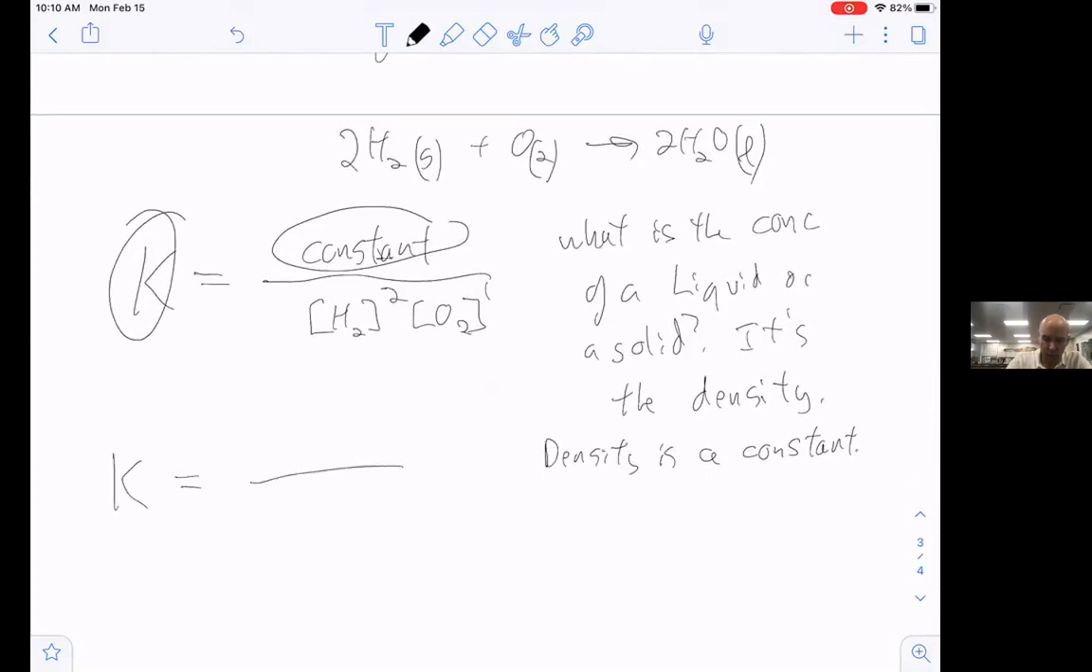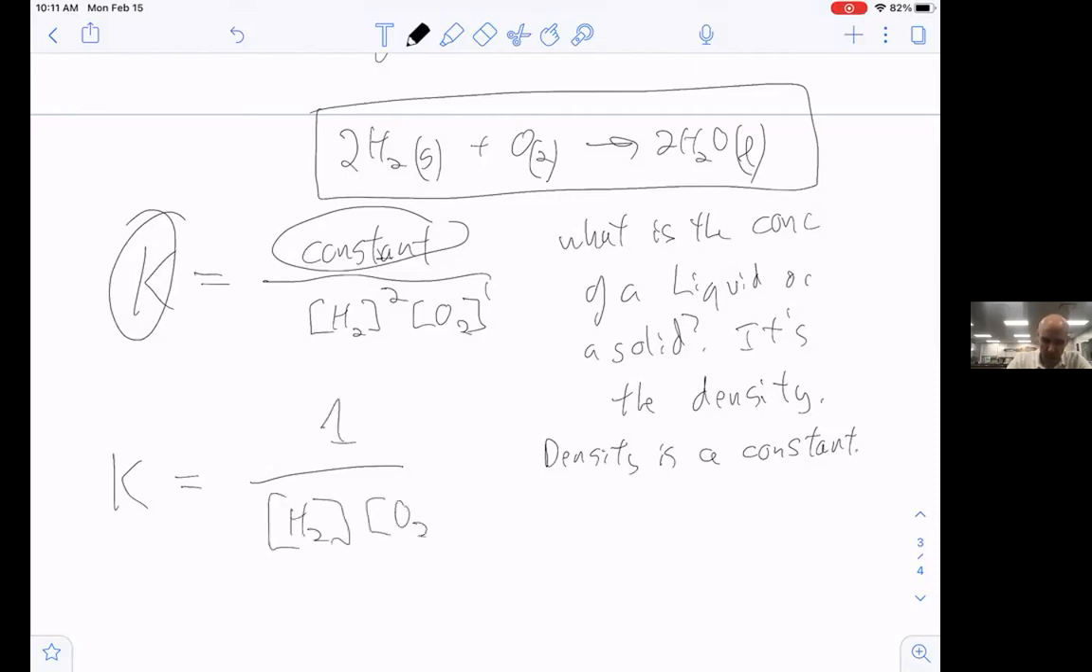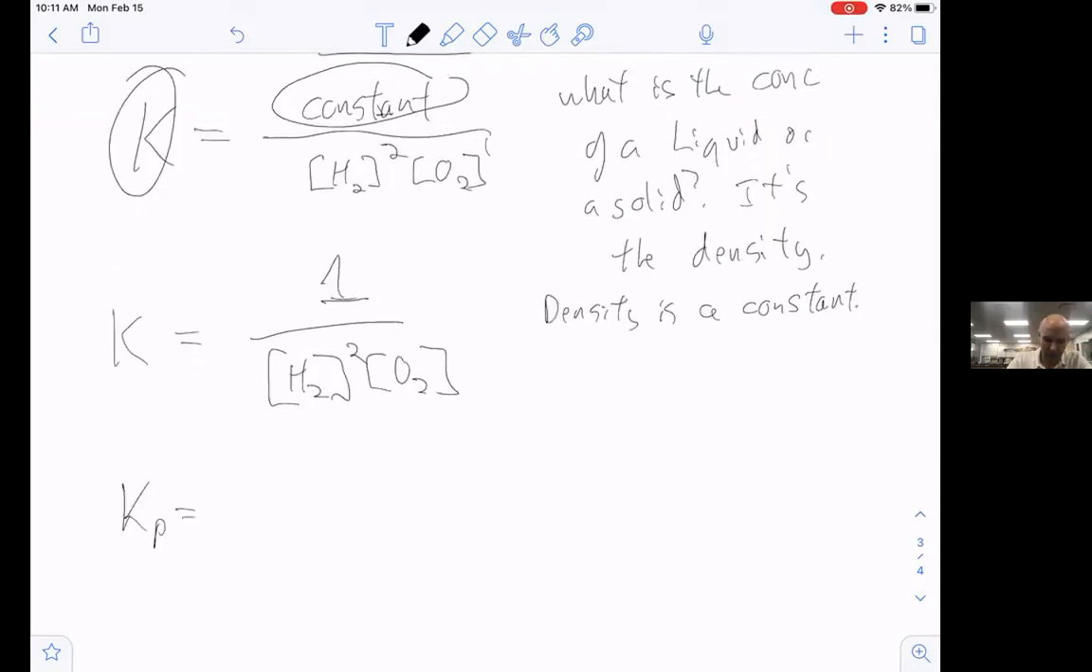So if this was my reaction and I was dealing with liquid water, the equilibrium expression would be this. There'd be a 1 on the top. And this K would have consumed or subsumed that constant into it. Okay? And if we were doing Kp, it would be this. Okay?